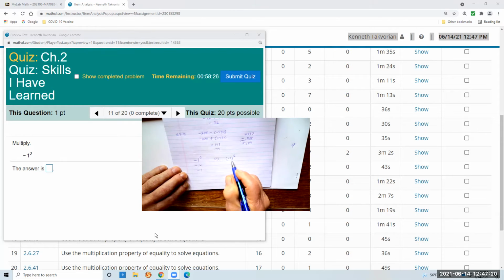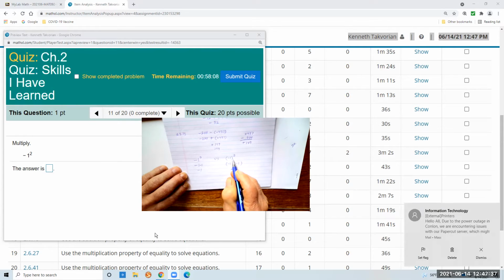Whereas if we have the parentheses, we're repeating the parentheses. So therefore, it's a -1 times a -1, and the answer would be +1. So be careful on this one. This always bothers people. The exponent only affects what it is touching. In this case, the parentheses, and in this case, the number 1.